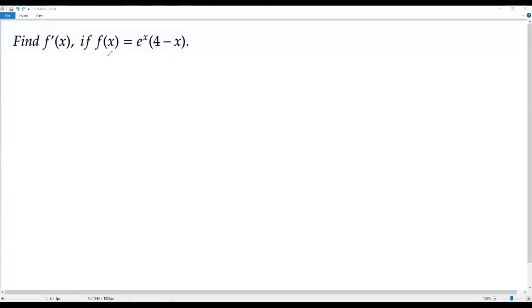When I look at the given function, e to the power x and (4 minus x) are multiplied, and both terms contain the variable x. So whenever I want to find the derivative of a product of two terms where both terms contain a variable, I have to use the product rule of derivatives. So what is the product rule? Let me write it over here.